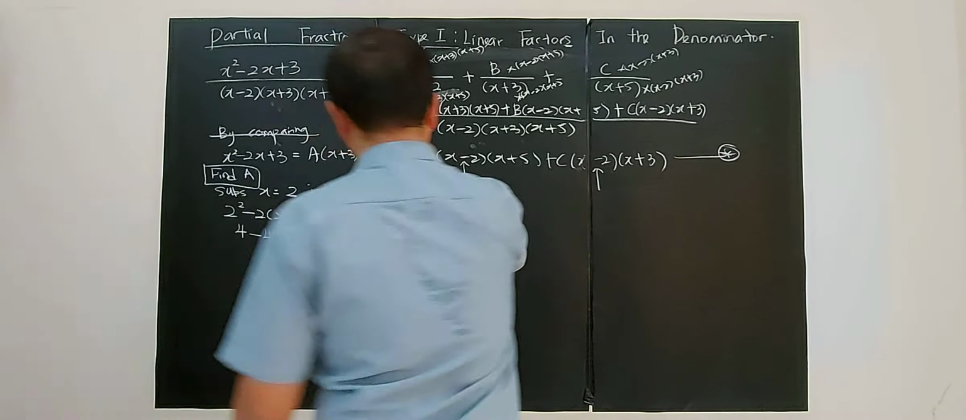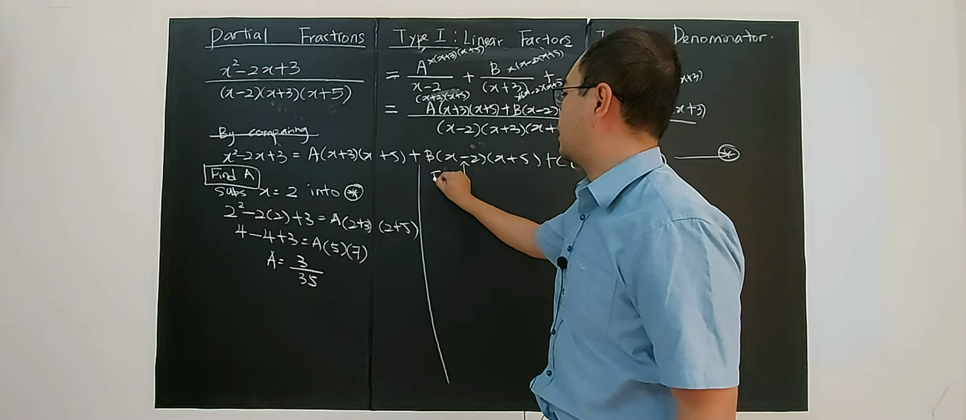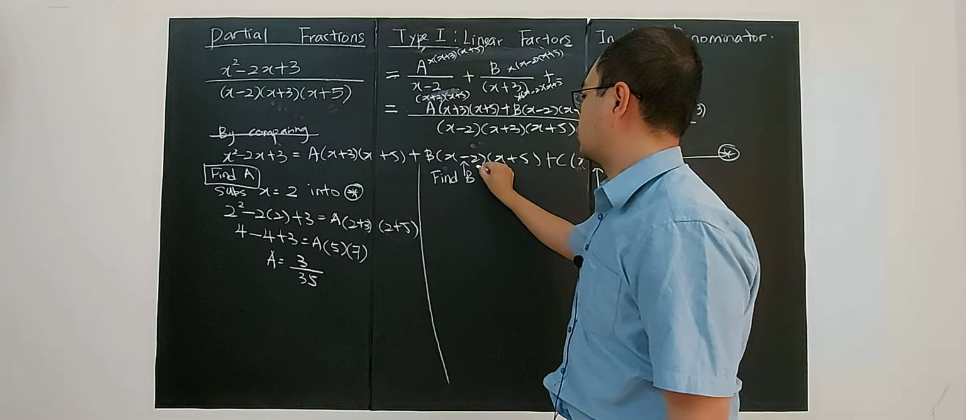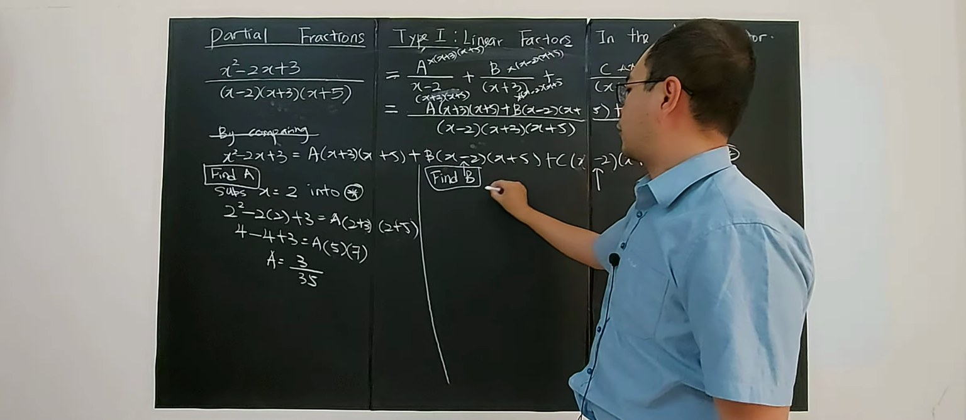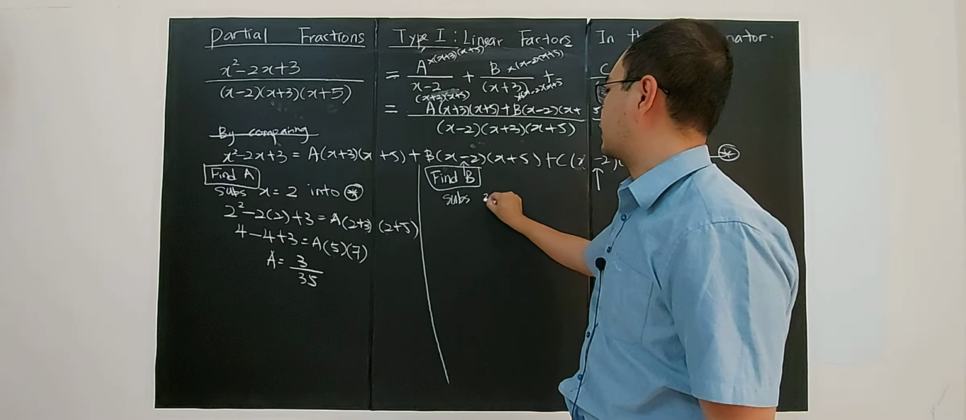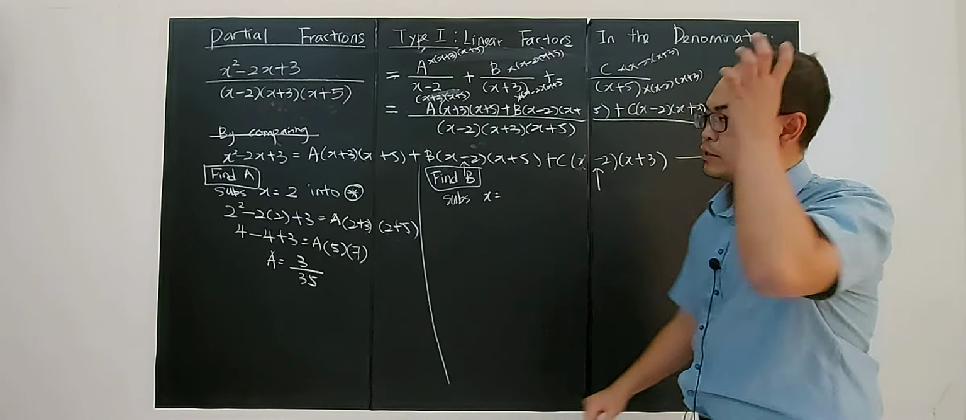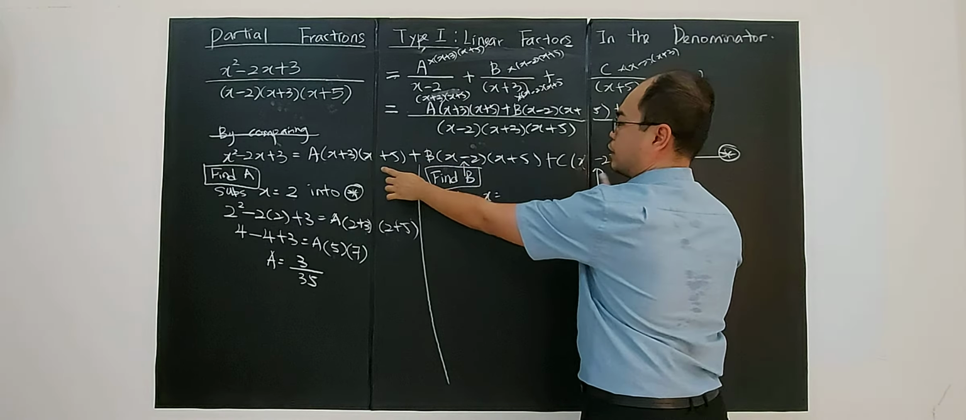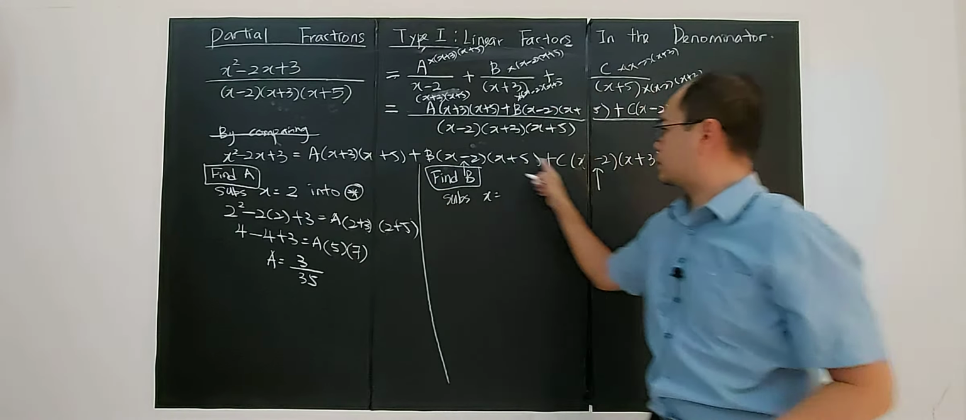Okay. Now you want to find B. So with the same technique, I'm going to substitute a suitable value, substituting x equals something here. Then you have to observe. You want to find B, right? You have to make these two become 0. This and this one become 0.